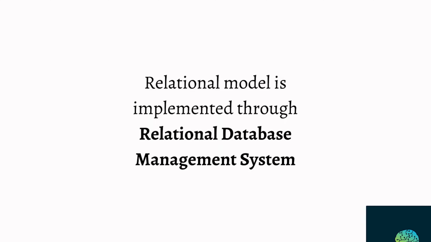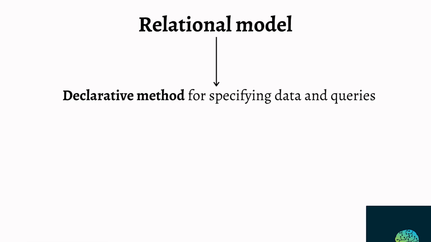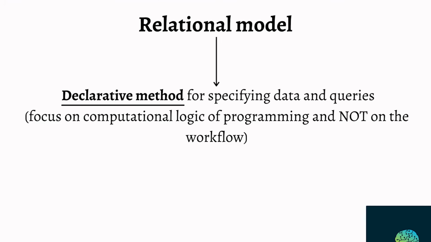The relational model is implemented through a very sophisticated relational database management system. The purpose of the relational model is to provide a declarative method for specifying data and queries. Now, the programming language used for the relational model is SQL, and SQL is a declarative language. What is a declarative method or a declarative language? That means it focuses on the computational logic of the programming and not the workflow. That is, it focuses on getting the job done rather than how the job is getting done.